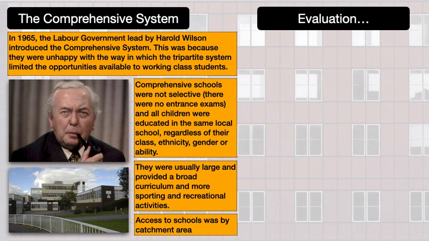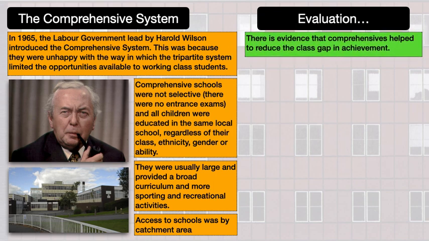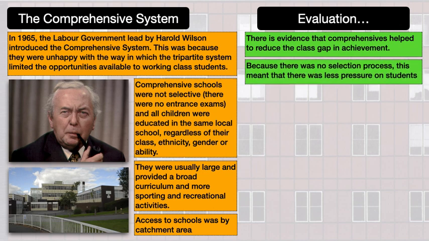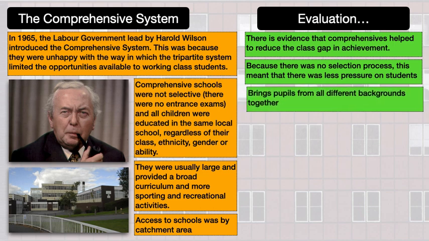And even though these seemed like they were doing a bit more to try and address inequality, they weren't without their own problems. There is evidence, certainly, to suggest that they did reduce the class gap in achievement, which is fantastic. There was no selection process. That meant that there was less pressure on students, which is obviously a benefit to students. And actually, if we think about this era and what it did, it brought pupils together from all backgrounds, creating a greater sense of social cohesion.